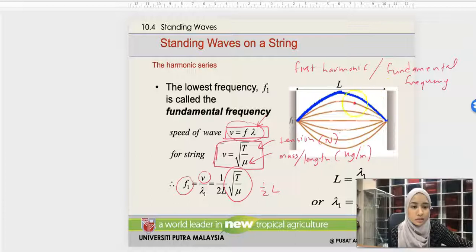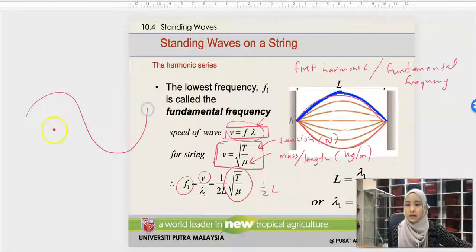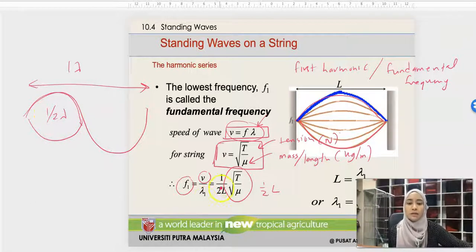And as you can see from this diagram, for the first harmonic, the length is only half a wavelength, because we know that one wavelength is this much. One wavelength looks like this. If it's only this part, then we know that it's only half a wavelength, right? So 1 over 2L, because half a wavelength, times the square root of T over mu, gives you the frequency. Okay?